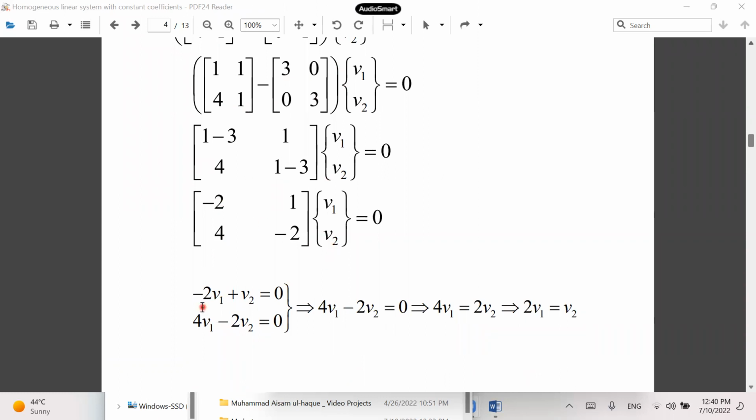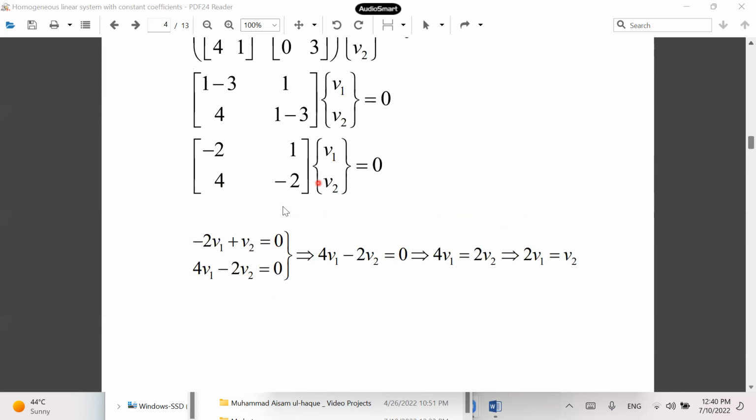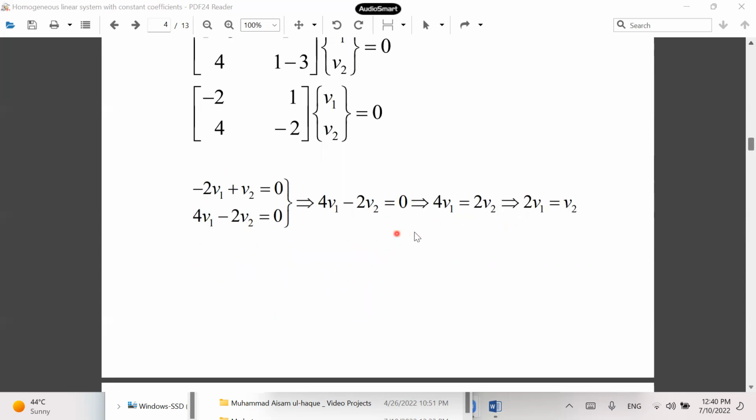So simply we get the equation as -2v1 + v2 = 0. This is one equation. The other equation becomes 4v1 - 2v2 = 0. This is how we write the equations; it is just how we multiply the two matrices. After that, we put them equal to 0. 4v1 - 2v2 = 0.